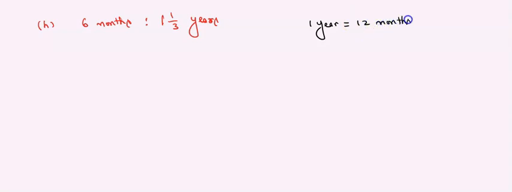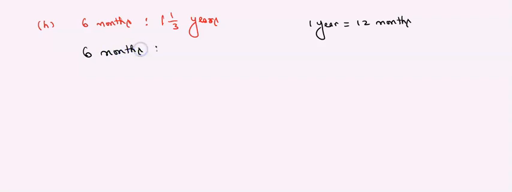Good. 6 months is to 1 by 3 years. Done. Now can you tell me how many months is equals to 1 year? We know that 1 year is equals to 12 months. Correct?